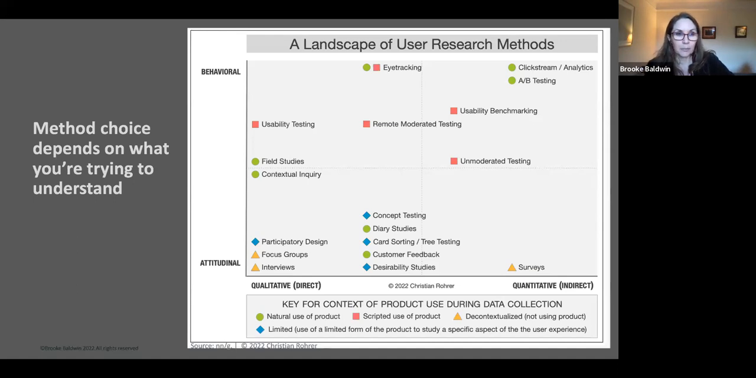Are we missing steps? Are we missing pieces of information that might be useful as they're trying to make decisions or accomplish tasks as they go through the workflow? So usability testing is really good for that.